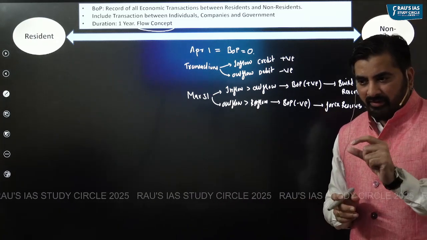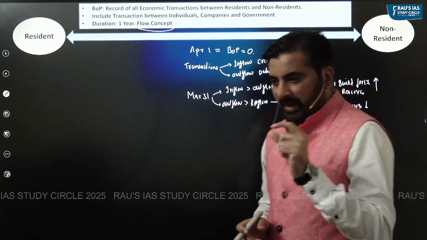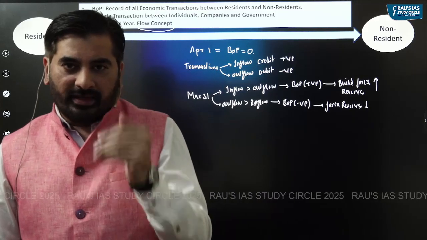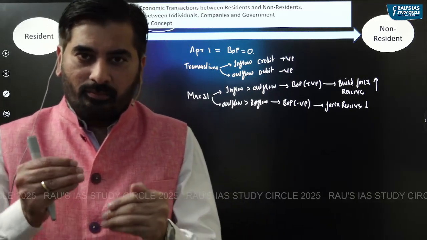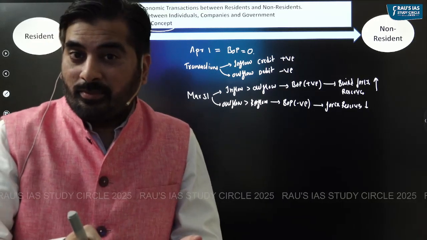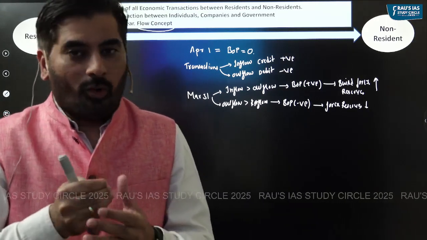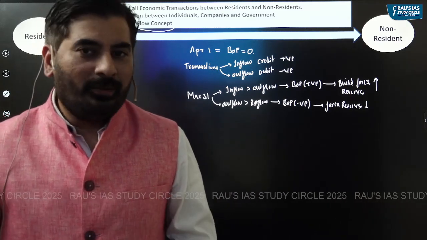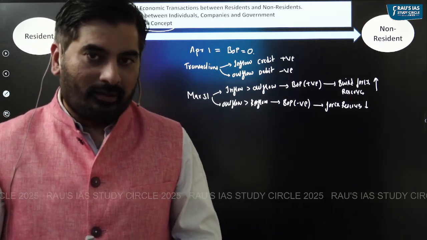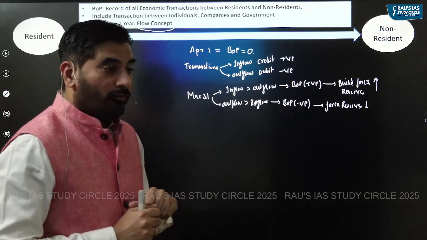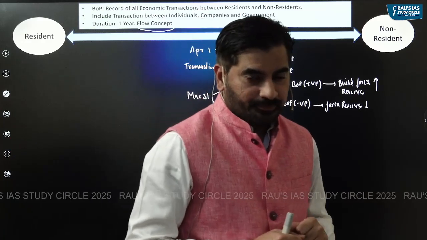So April 1st, we start on a clean slate. April 1st, BOP is always equal to 0. By end of financial year, March 31st, BOP could be positive or negative. And that depends upon what? Inflow and outflow. Some years it could be positive and some years it could be negative, right? So this is what is the concept of the flow concept in BOP.